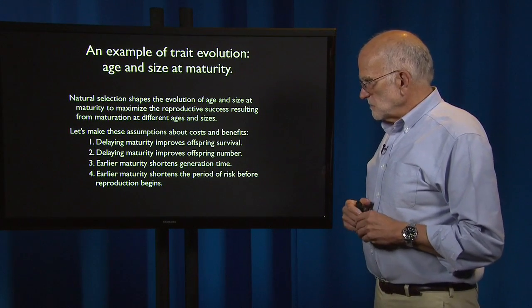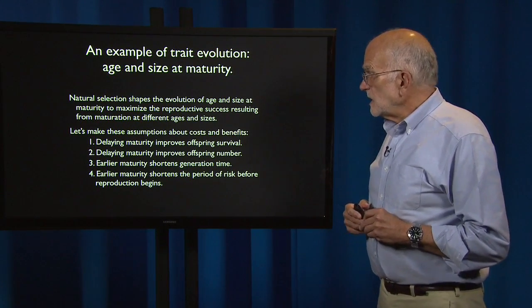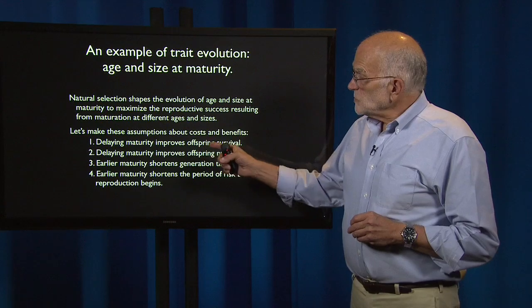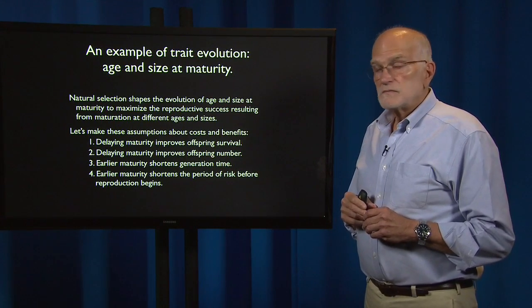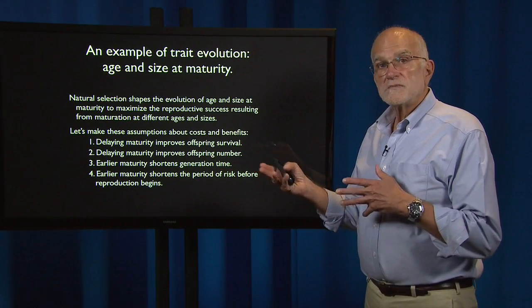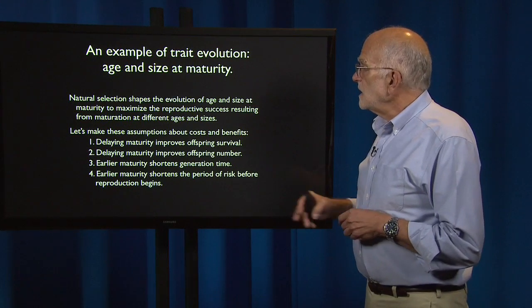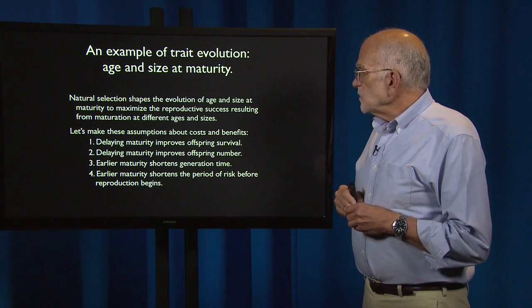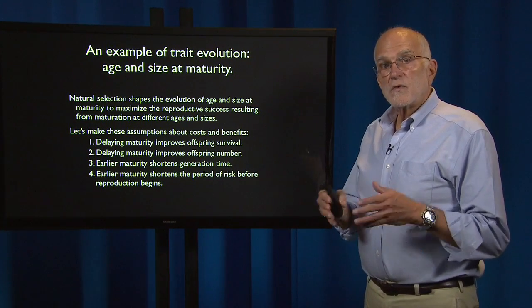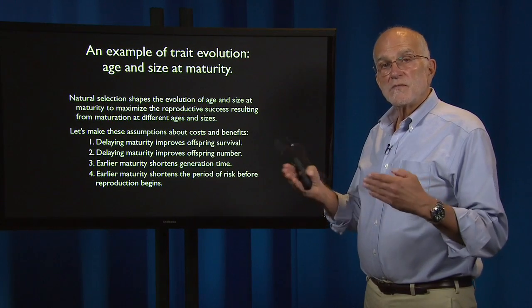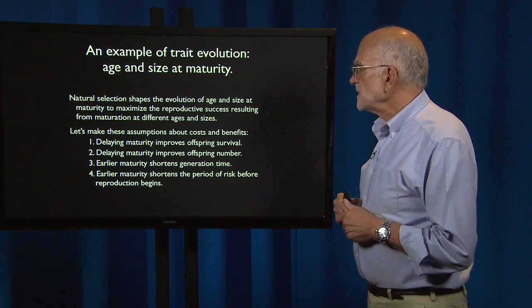So let's make a few assumptions about costs and benefits. First, delaying maturity improves offspring survival. So older organisms have higher quality offspring. Delaying maturity improves offspring number. Older organisms have more time to grow, so they're bigger, so they can have more babies.